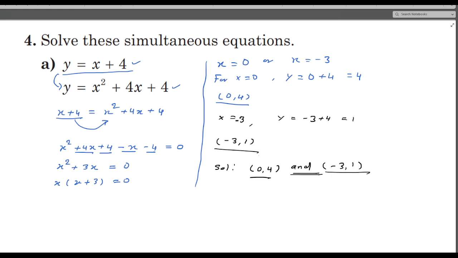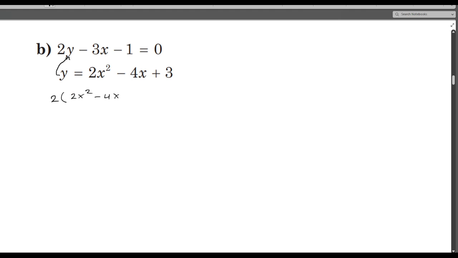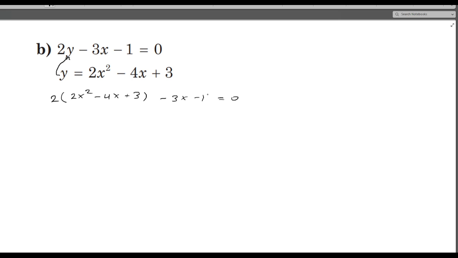So this time you have a question: 2y minus 3x minus 1 is 0. Now this time what we will do, we will replace this y value over here. So 2 times, in place of y, it is 2x square minus 4x plus 3, minus 3x minus 1 is 0. It's your choice from where you want to figure out the value of y or x and want to substitute in other equation.